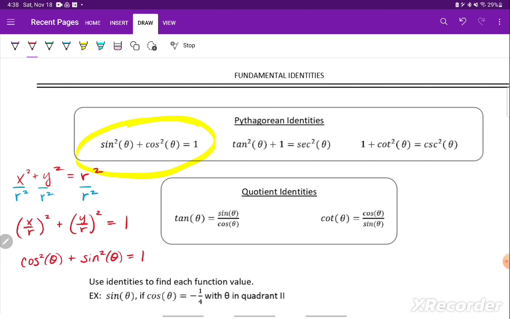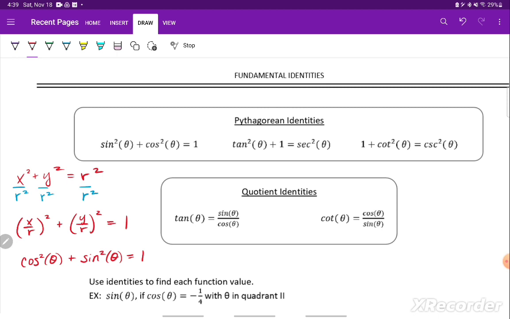We can derive the other 2 Pythagorean identities just by dividing by something different. If we divide through by y squared, we'll get this one with the tangent. If we divide through by x squared, we'll get this one here with the cotangent. So honestly, I only have the first one memorized. It's the one that we use the most. If I find that I need the other ones, well then I just derive it quick by doing the division.